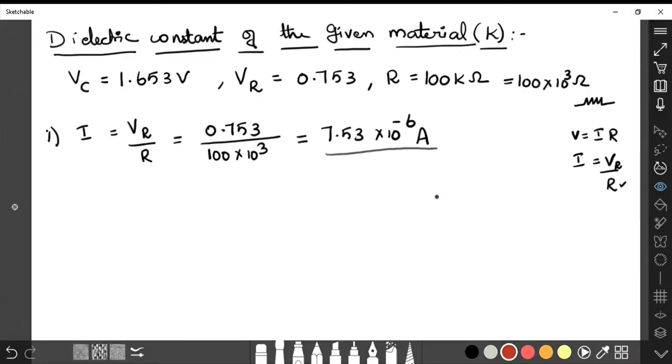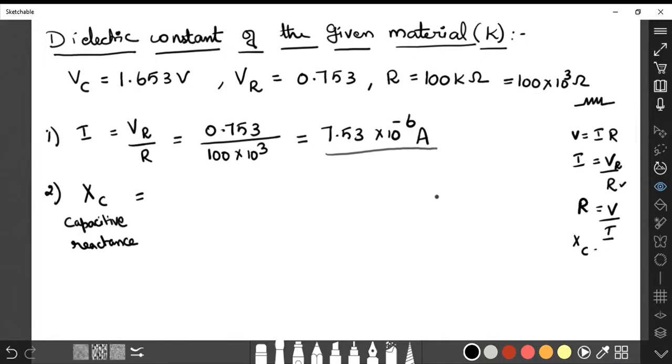The second one is XC. What is meant by XC? XC is capacitive reactance. That means when AC current is applied to the capacitor, it opposes the flow of current a little. That means this capacitor is also doing the work of a resistor, and that is named capacitive reactance. So X is nothing but resistance only. R is equal to V by I, so here, instead of R, we are using XC. XC is equal to V by I.